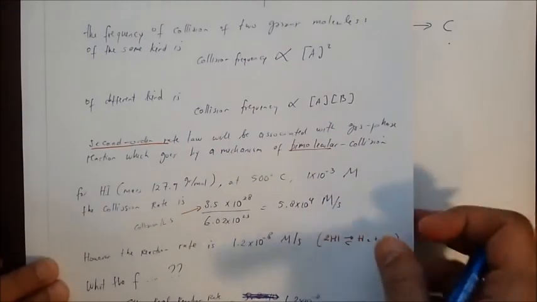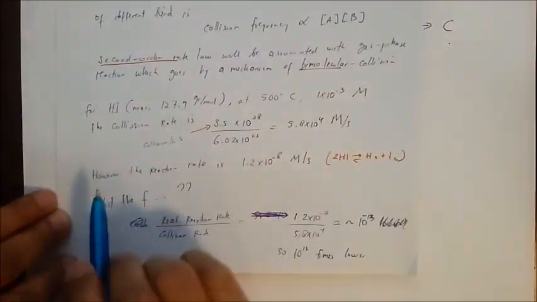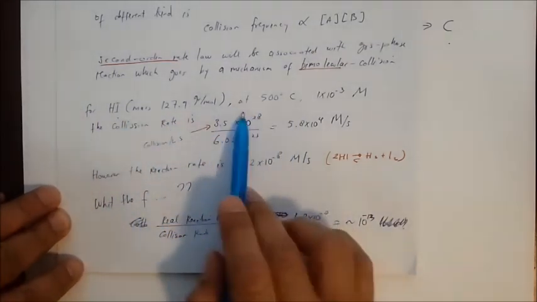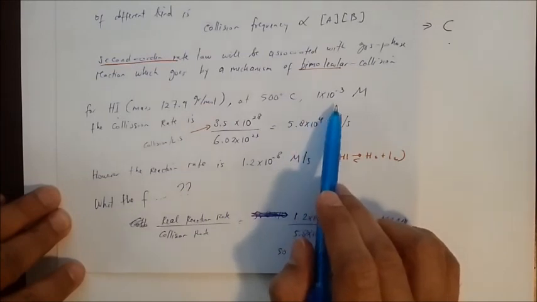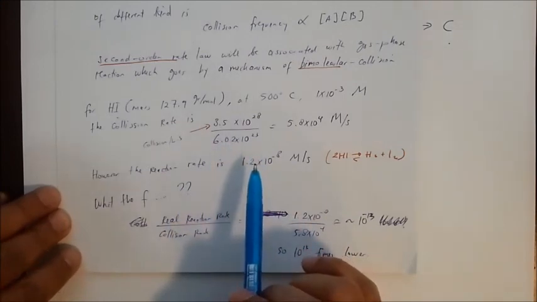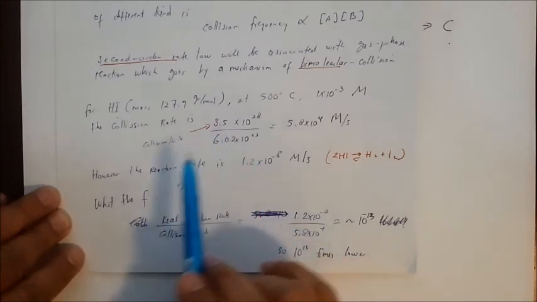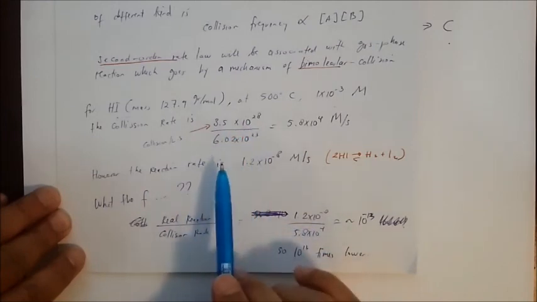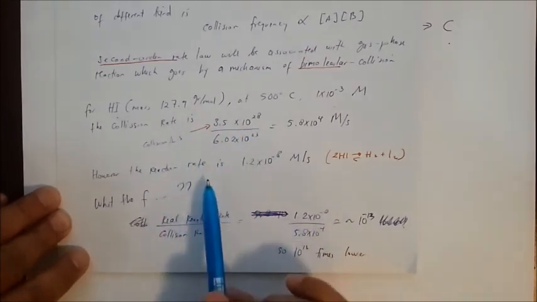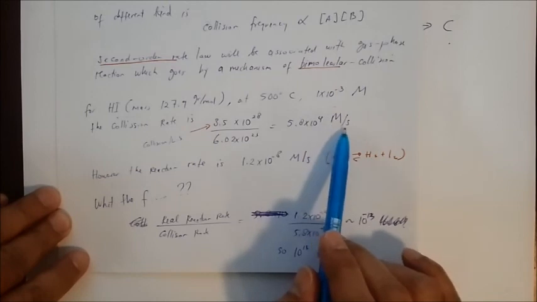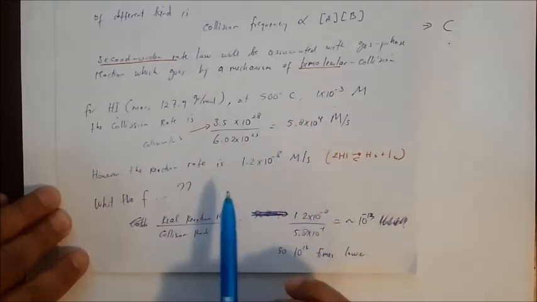Now we discussed the example of decomposition of hydrogen iodide with a mass of 127.9 grams per mole at 500 and with a concentration of 10 to the power of minus 3 molar. If you calculate with the kinetic gas theory, the collision rate for these conditions is 3.5 times 10 to the power of 28, right? If you divide by the Avogadro number, you will get the collisions per molar per second to be 5.8 times 10 to the power 4.